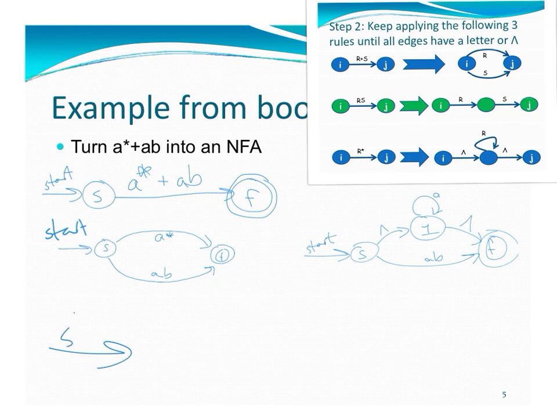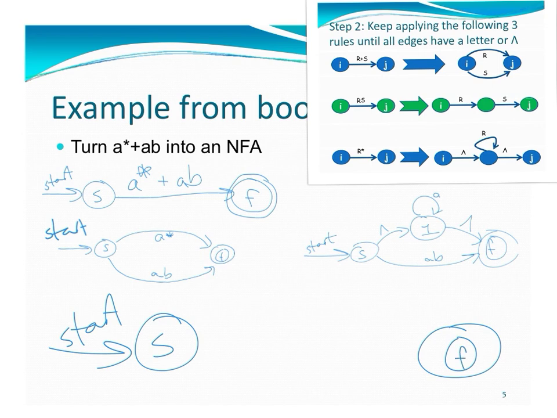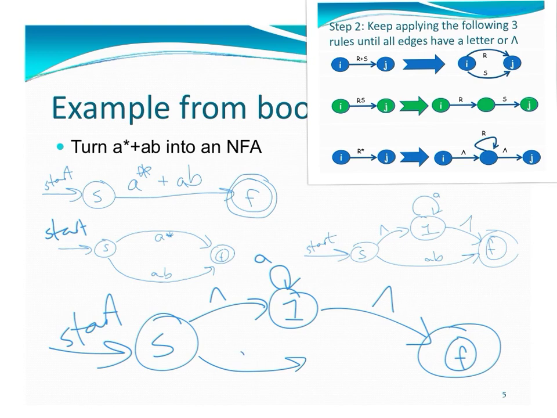So we have our start with our S. We've got our double circled F at the end. We have our lambda transition to state 1, which has a loop with A on it. And we have another lambda transition back down. And we want to take this AB transition and turn it into an A followed by a B. So we can do that. We'll make a transition with an A on it that goes to a new state, maybe we'll call it 2. And we'll send that over to F with our B.